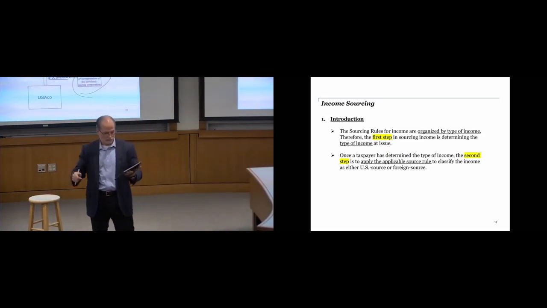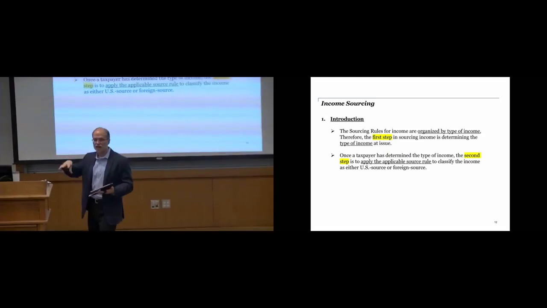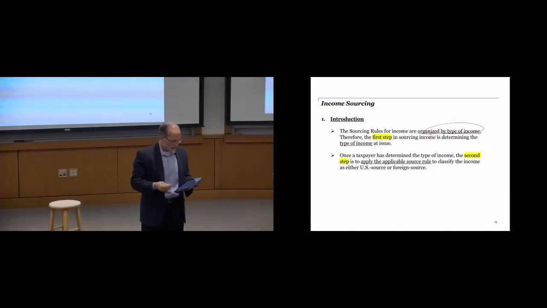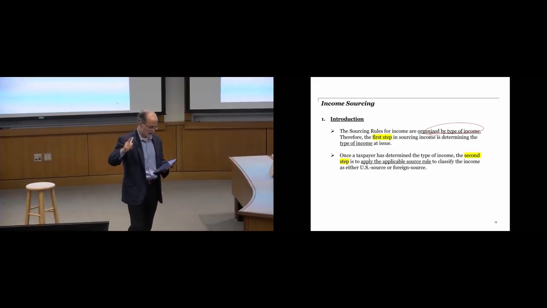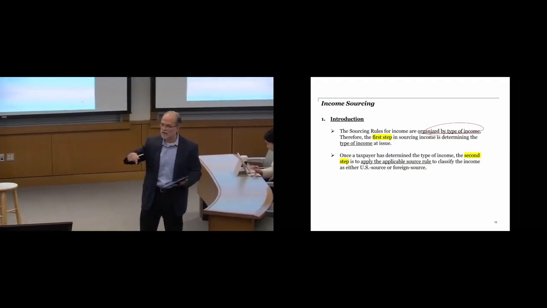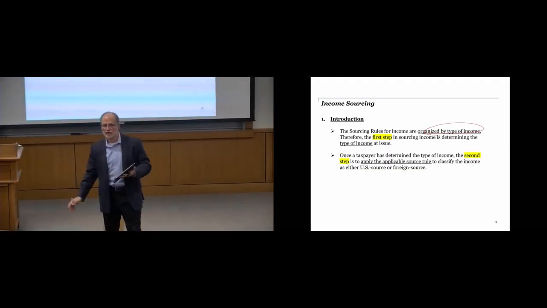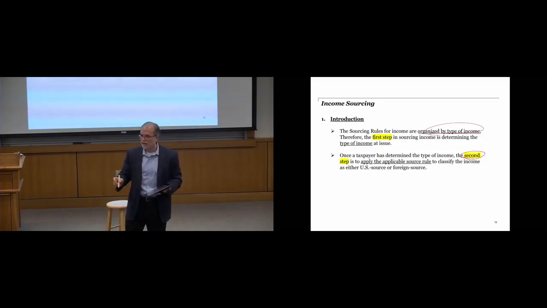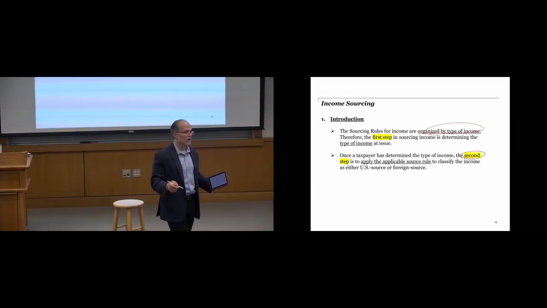Okay. Income sourcing. So we're going to dive in now. We're going to go into the minutiae, item by item. The sourcing rules are organized by type of income. Therefore, your first step in sourcing income is determining the type of income at issue. Don't get distracted about facts or anything like that. What is the income stream we are talking about? Hone in on that. Get that first. And then second, find your rule for that particular item of income. That's all you have to do. And you're going to do that for each item of income.